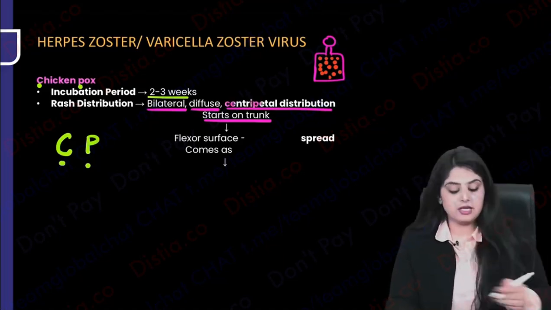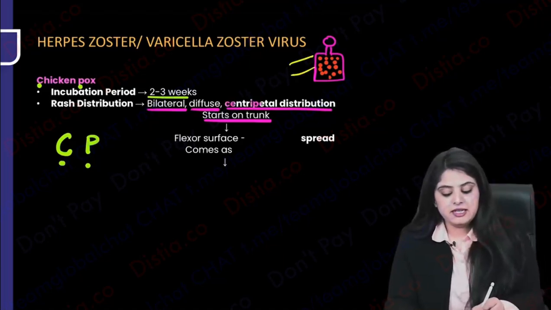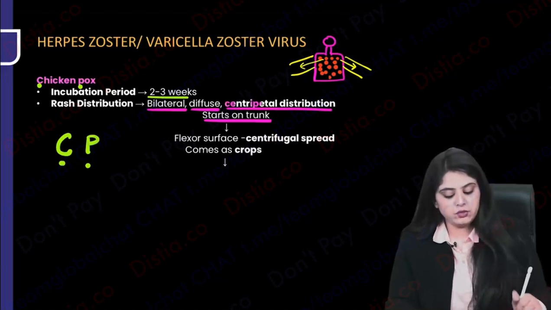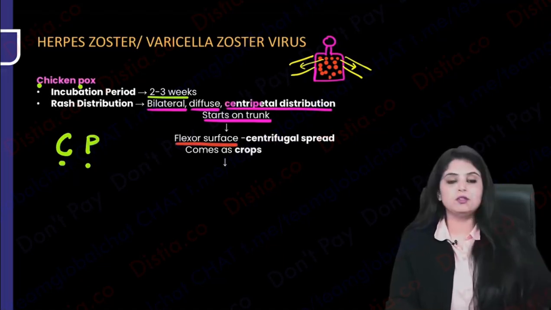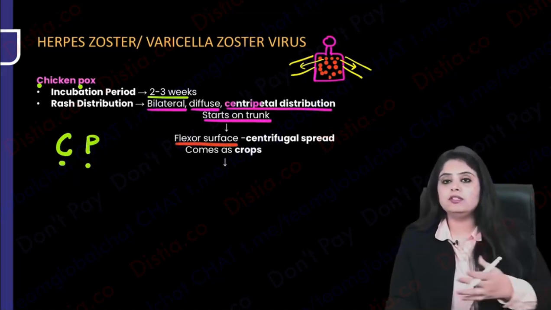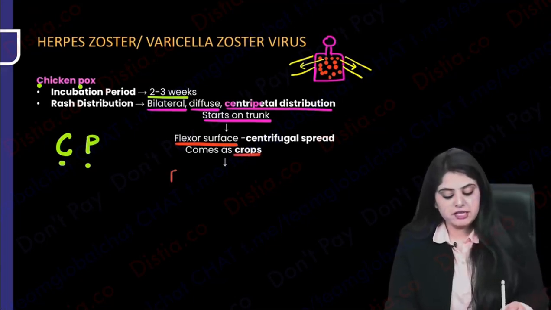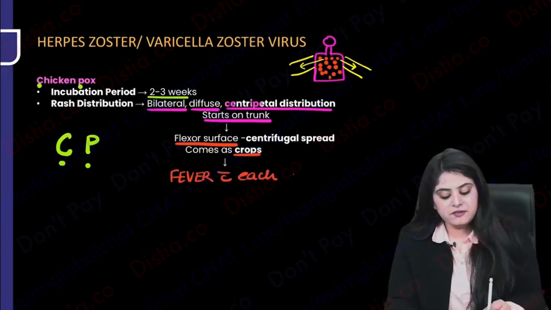After starting on the trunk, then where will it spread? Then it's going to spread centrifugally. So centrifugally means that it's going to go on to the flexor surface of the extremities. Also, these rashes don't come up in one form. How do they come? They come as crops. And please note that there is fever with each crop that is going to be there.